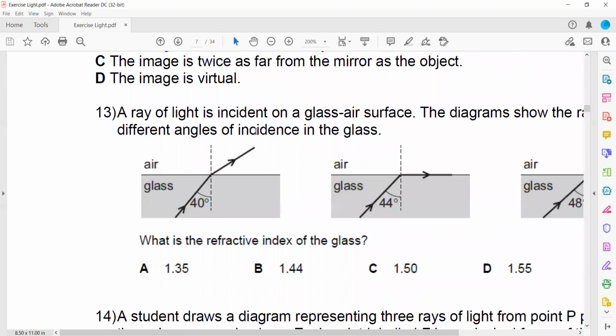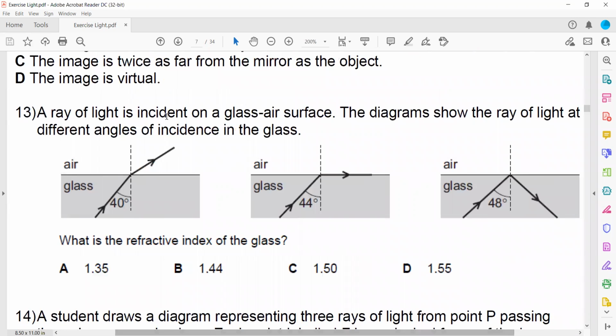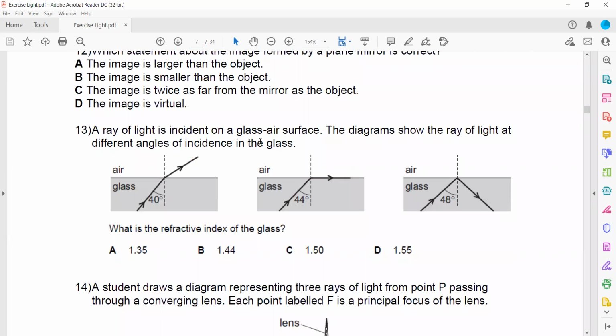In question 13, a ray of light is incident on a glass surface. The diagram shows the ray of light at different angles of incidence. What is the refractive index? From the first figure, we cannot find the refractive index. Whenever light is moving from glass to air, the formula for finding the refractive index is sine r over sine i, or we should know the speed, but they did not mention anything related to speed.